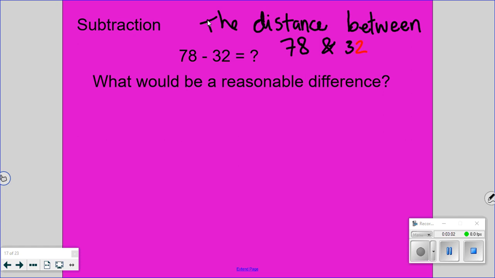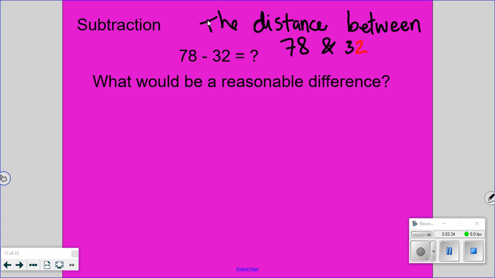Cole, what do you think? 46. That's not a friendly number. 45. Maybe 45? Avery? 20. Maybe 20? Emma? 40. Maybe 40? Maverick? 30. Maybe 30? Would 100 be a reasonable difference? No. We know 100% that it's not going to be 100 numbers in between 32 and 78.